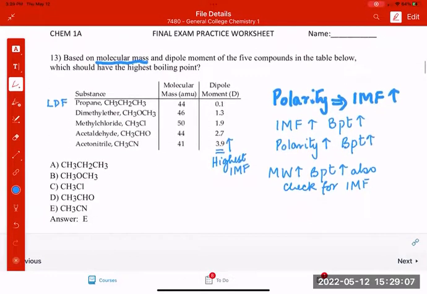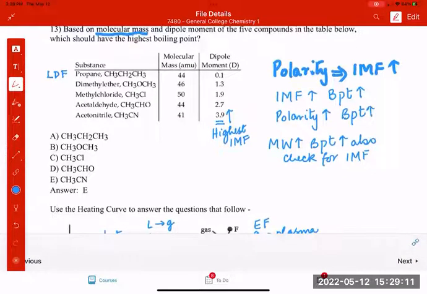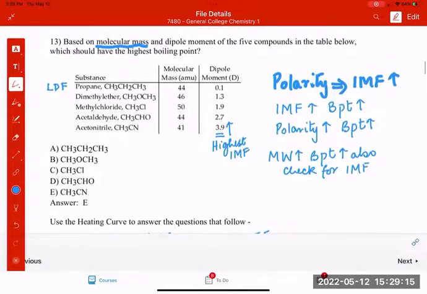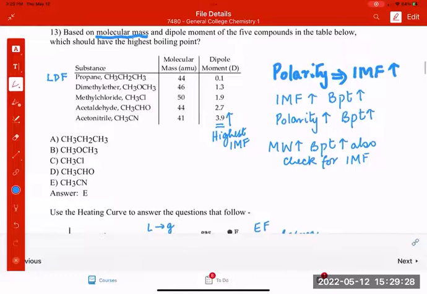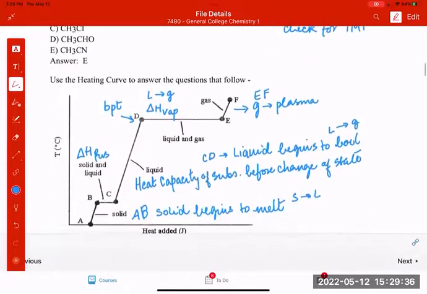Now, next thing is this problem number 13, where we're looking at the polarity of the molecules and the molar masses and finding the boiling point. So the general rule is that the higher the molecular weight, the higher the boiling point is. But then we also look at the intermolecular forces. So the more the intermolecular forces, the higher the boiling point is. In this case, we are given the values of the dipole moment. So the higher the dipole moment, the higher the boiling point is. So that is why acetonitrile is high.